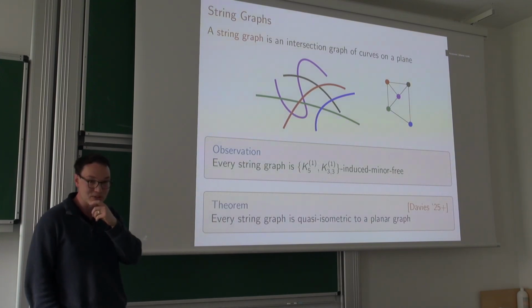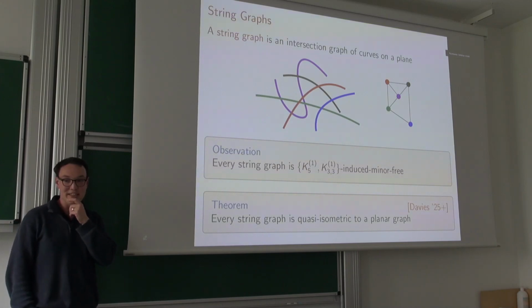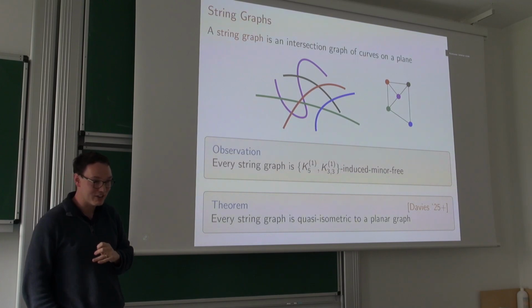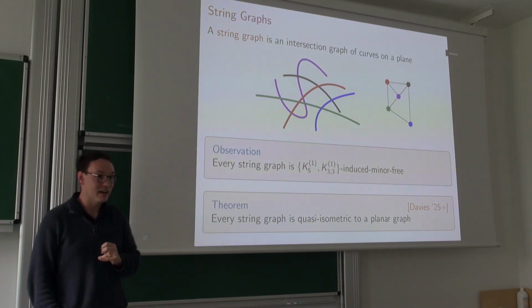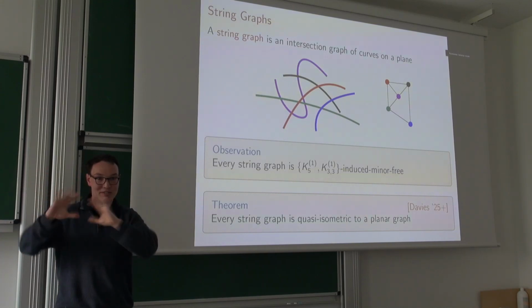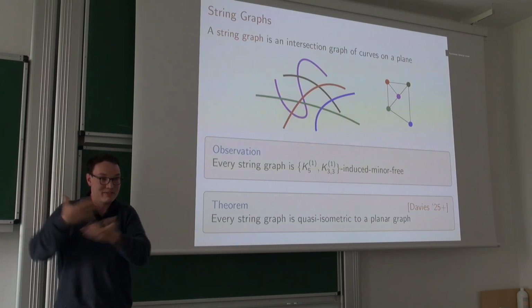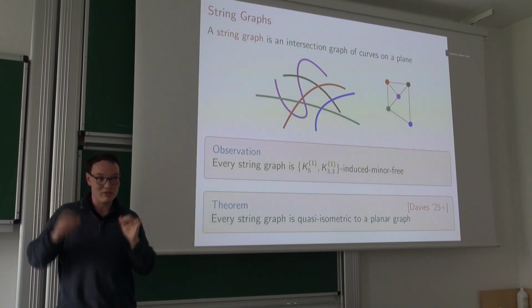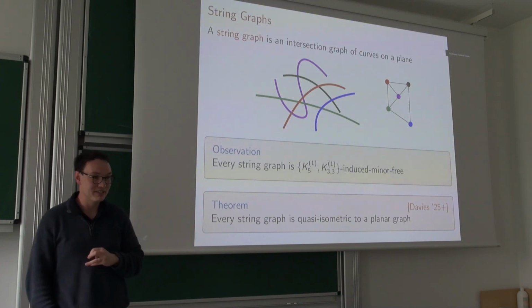So an exciting result from James Davies is actually every string graph is quasi-isometric to a planar graph. So string graphs are a very important class of graphs. They're very dense, and yet globally, they look like planar graphs.